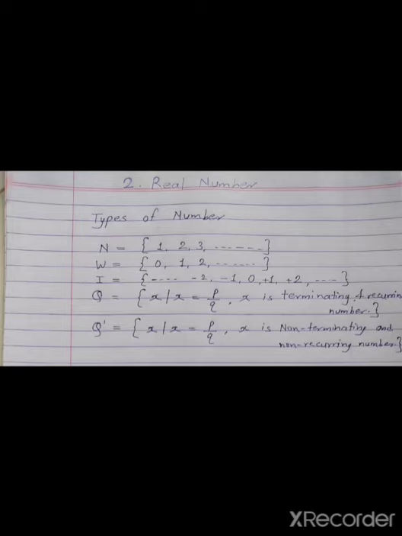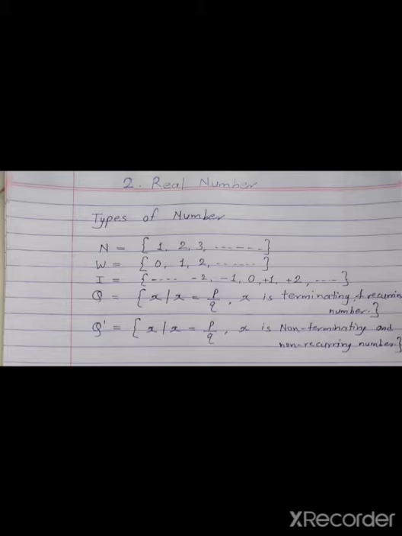Irrational numbers are denoted by Q dash. Here it is again defined in the same pattern. Suppose x is an element such that x is equal to, suppose, p upon q, and if we get the value of x as a non-terminating and non-recurring number, then the given number is an irrational number.